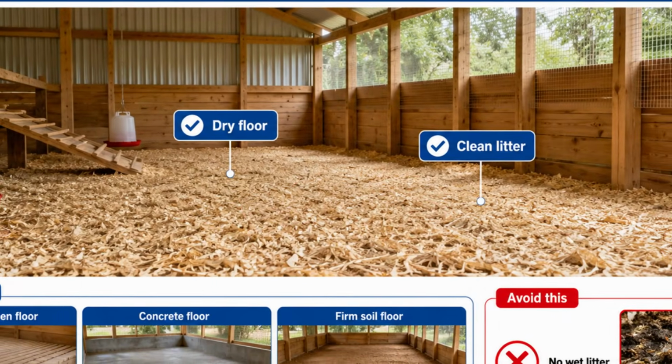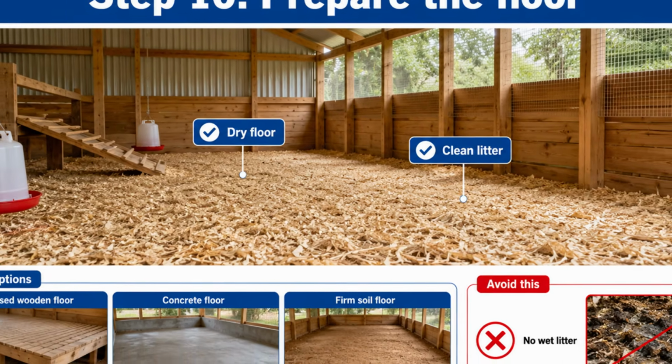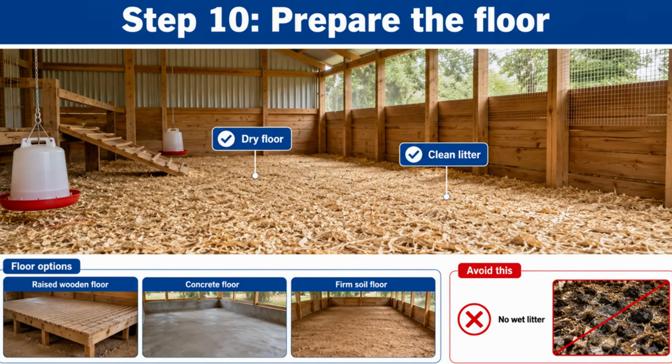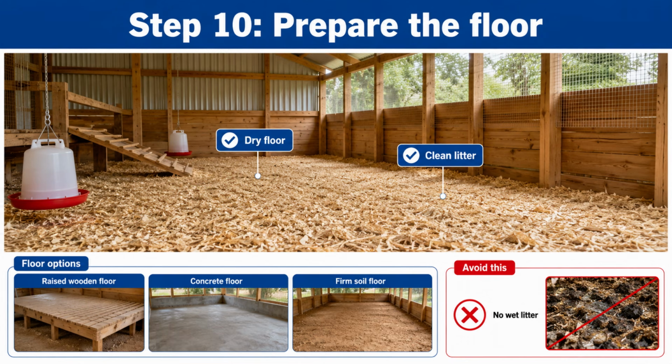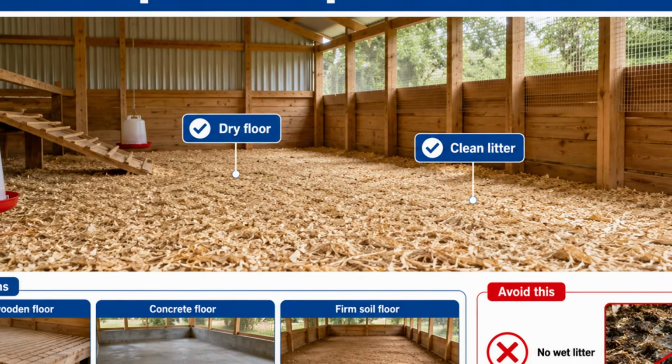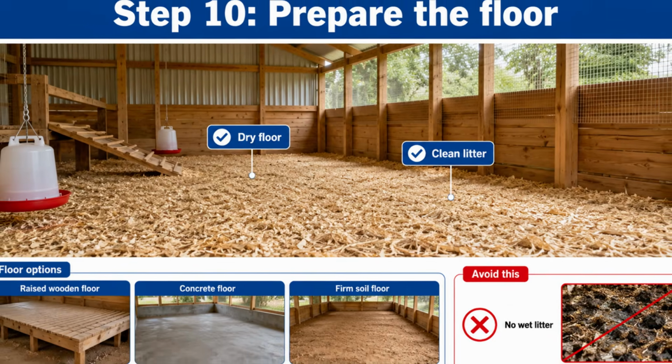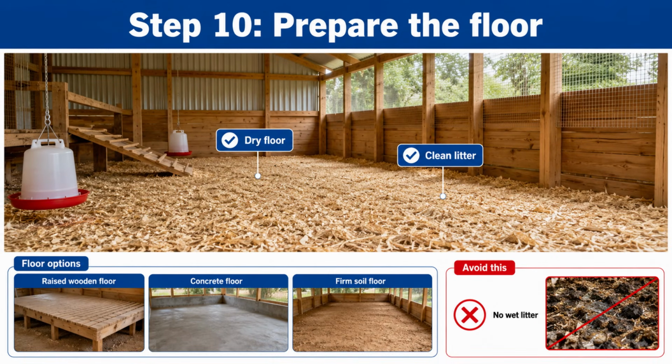Then step number 10, prepare the floor. So the floor should remain dry and easy to clean. You may use a raised wooden floor, or maybe you can do a concrete floor, or you can do a farm soil floor. So depending on the materials that are available for you, choose the type of floor that you are going to use. And then cover the floor with maybe clean litter. You can maybe cover it with wood shavings or dry grass, anything, but do not use wet or moldy litter.